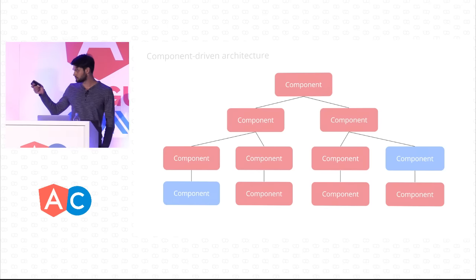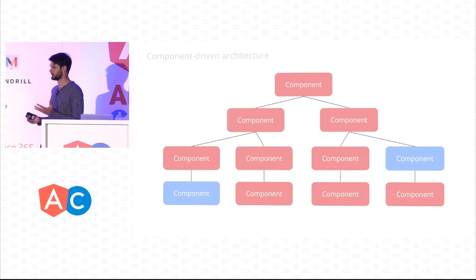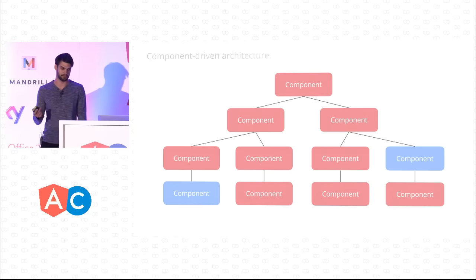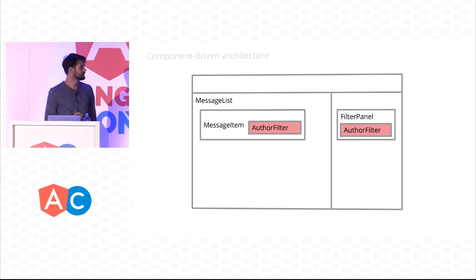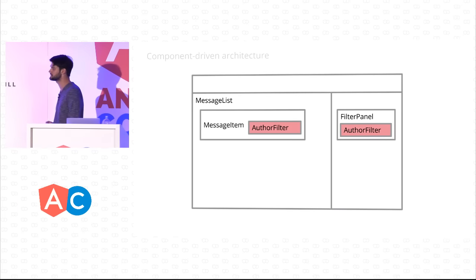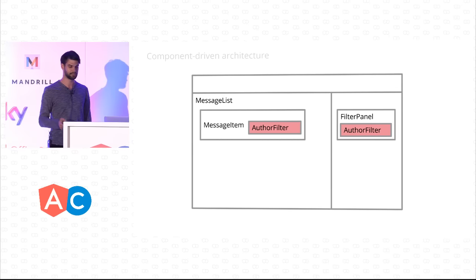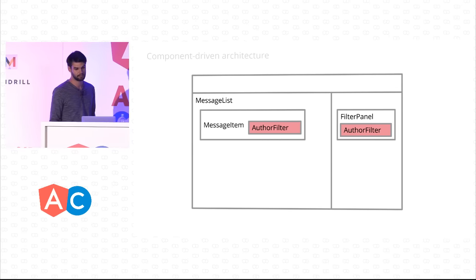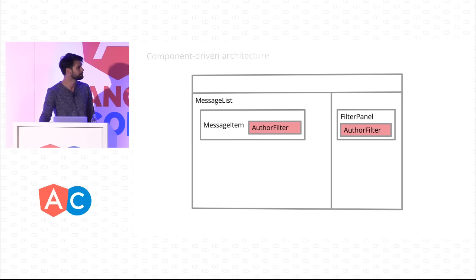In this scope tree, the two blue highlighted components will need to do kind of the same thing. Let's imagine some kind of made-up UI for this. On the left side, we have some kind of message list, which is rendering message items. And within this message item, an author is displayed, for example. And by clicking on this author name, you also want to trigger a filter so that the message list is really triggering only messages that were written by this one author.